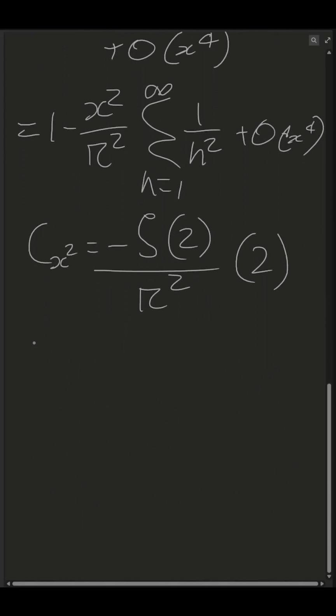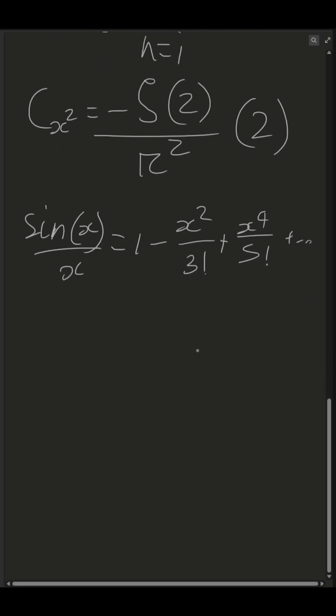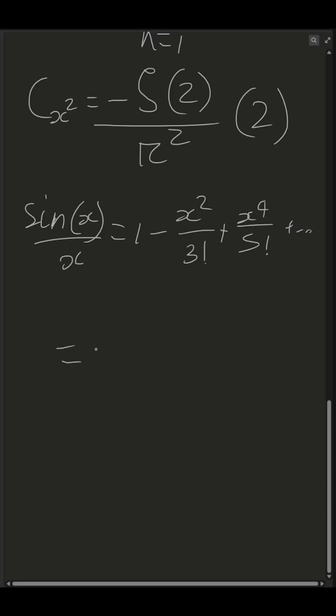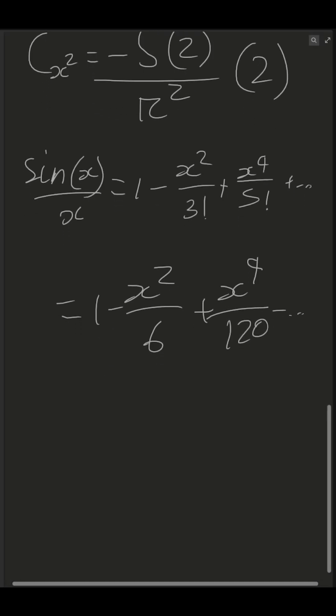That's 2. Now, what we said earlier was sine x over x is equal to 1 minus x squared over 3 factorial plus x to the 4 over 5 factorial, which is very well and good. But the important bit is that this itself is equal to 1 minus x squared over 6 plus x to the 4 over 120 minus dot dot dot. That's our coefficient of x squared, and this is going to be equation 1.